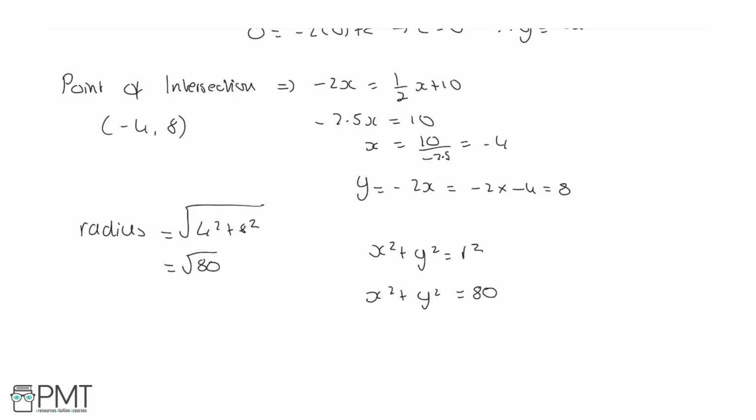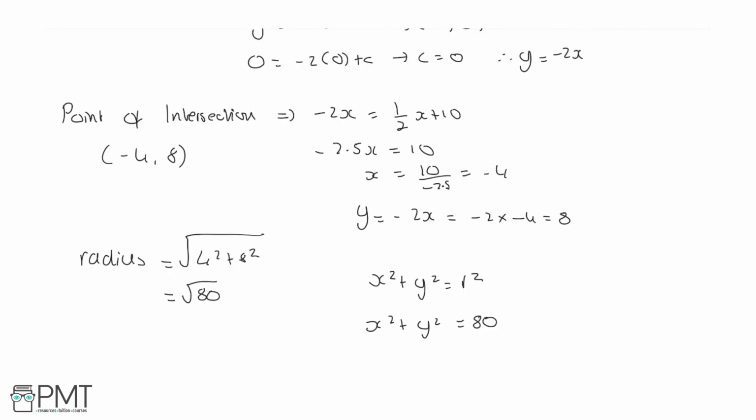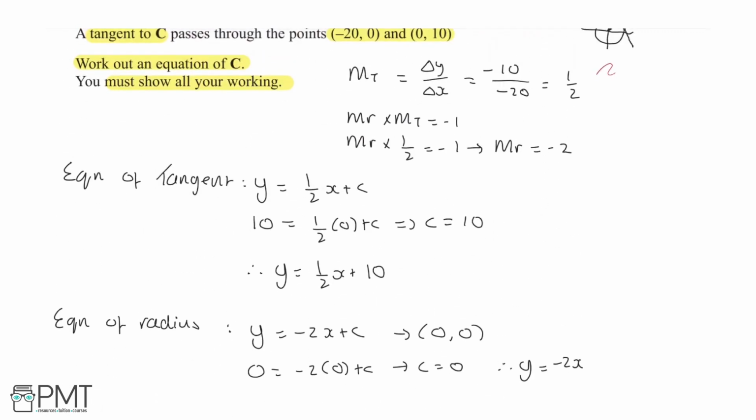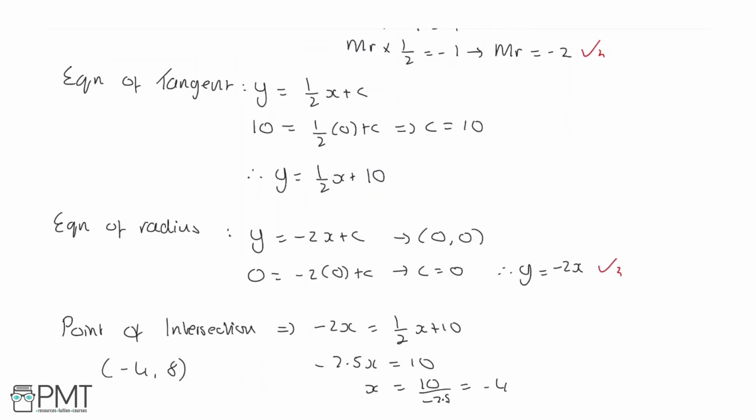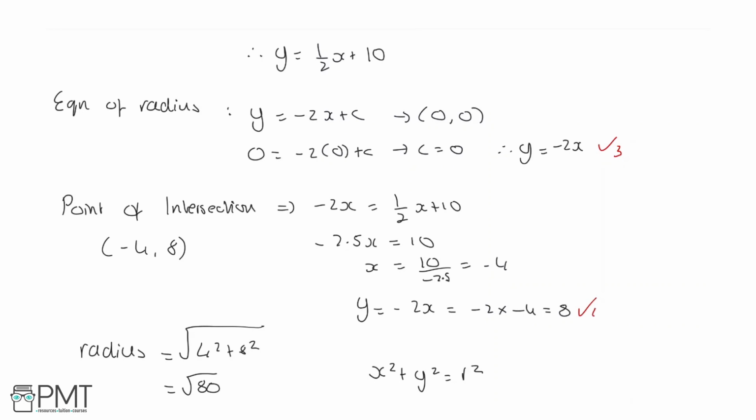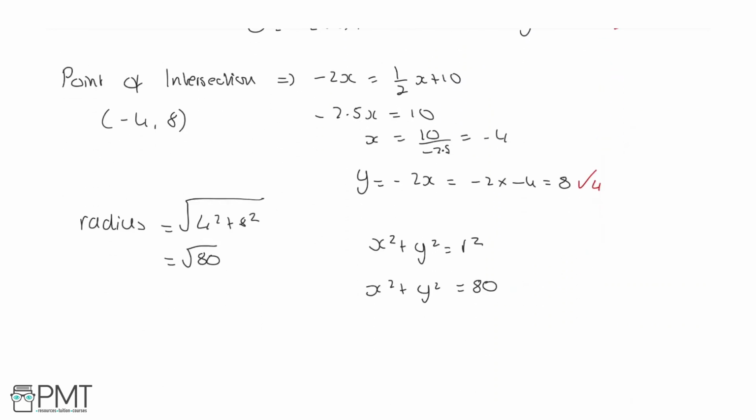So this question is worth 5 marks. The first mark comes from finding the gradient of the tangent, as we have done here. Second mark is from finding the gradient of the normal, the radius. Third mark comes from finding the equation of the tangent and the equation of the radius, as we have done here. Fourth mark comes from setting them equal to each other and working out the point of intersection, as we have done here. And the fifth mark comes from getting the correct equation of the circle in the end.